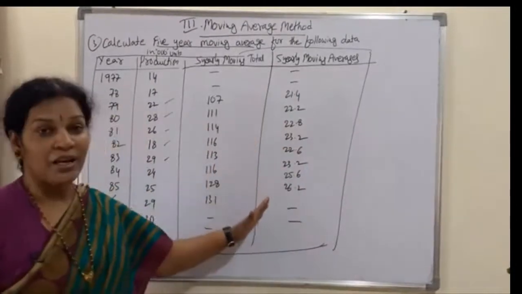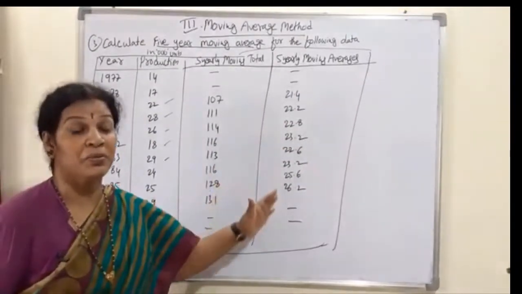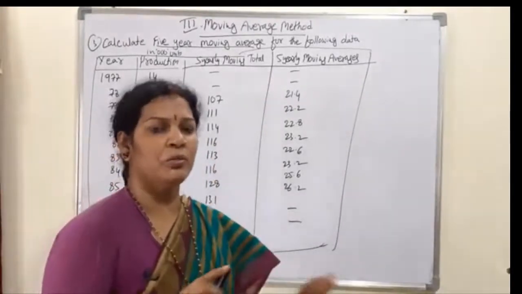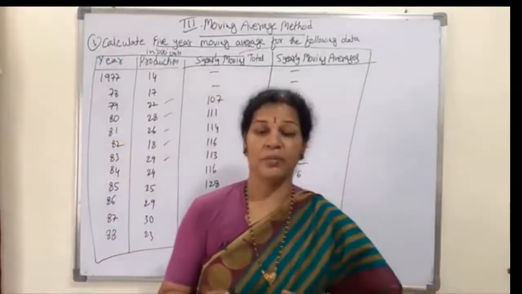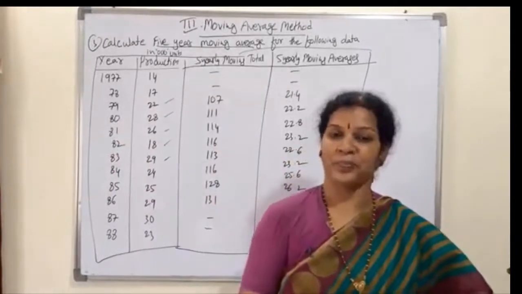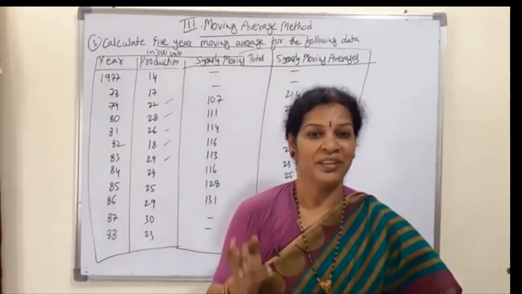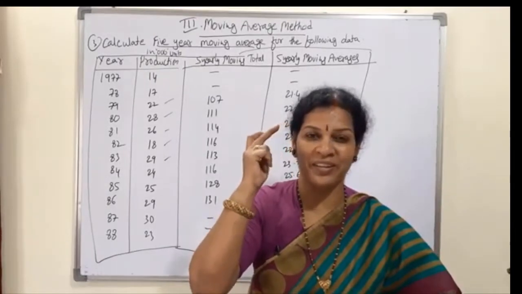So how much is the average for the last 5 years? For the last 5 years, the average is going like this. Simple thing, nothing to worry. And if you get this in the exam, don't leave it in choice. You have to attempt it, because you will get full marks. There is no complication. Simple one.